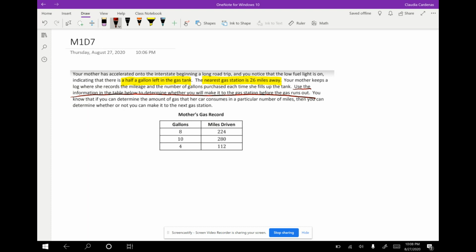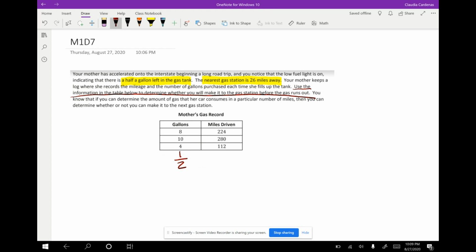Okay, I did highlight that the nearest gas station is 26 miles away. So that's how far we need to be able to get. So I want to make sure we keep that in mind as we begin solving. So first, looking at the values in the table, I don't see a number of miles that matches with the half gallon she has in her tank. So I can add half gallon here because it's not actually in our table.